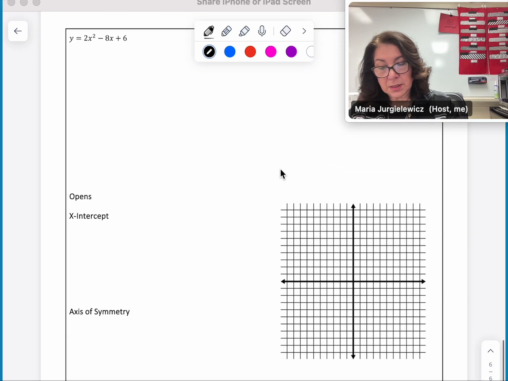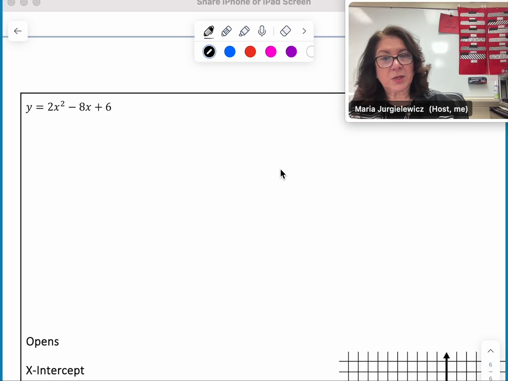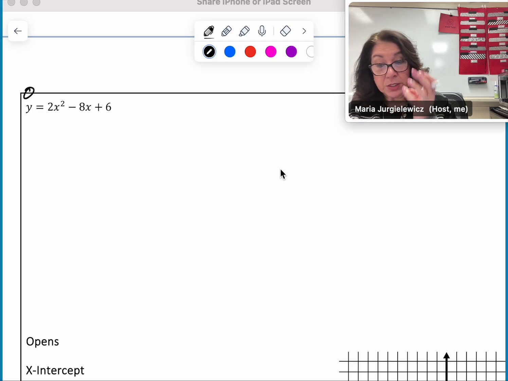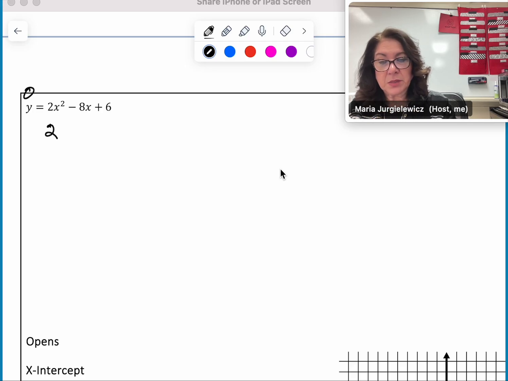All right, I think this is the last one. Yes, good. All right, let's take a look at this one. It's not factored. I need to get it factored. That y is the same as a 0, and I need to get it factored. Greatest common factor first. Do I have a greatest common factor? I look at 2, I look at 8, and I look at 6. I do, 2. And the question is now, is it a 2 or a negative 2? Well, it's a positive 2, because there's no negative out in front. So I'm going to leave it as a positive 2.